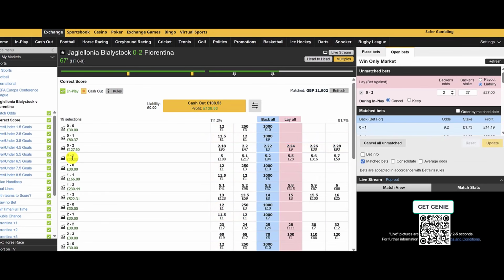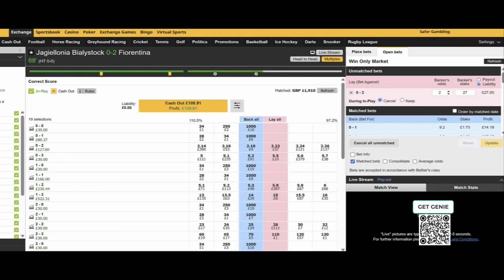It's a risk I'm willing to take in this one because they are outperforming their XG. And from what I can see, the home team are due a goal. So we're going to leave that order in the market. And let's see if they can get a goal back. And let's see if we can get on that 1-2 or even that 1-3. Let's see, 67 minutes on the clock.